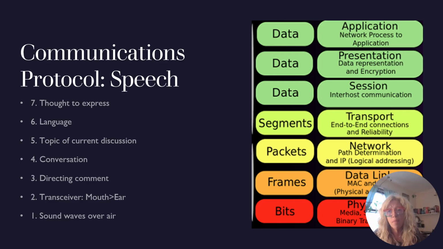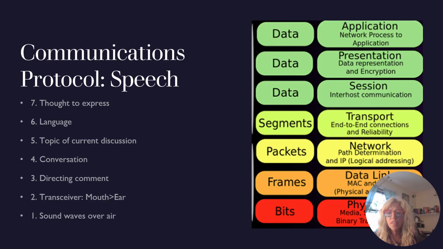If we're applying the OSI model to speech communication, even though the OSI model was primarily designed for digital networks, it can be adapted to understand the communication process involved in speech. So here's a breakdown of how each layer might relate. Layer 1 would be the physical layer function. Again, this deals with the physical transmission of data. In speech, this would be the production of sound waves by the vocal cords. The vibration of the vocal cords produces sound waves that are transmitted through the air.